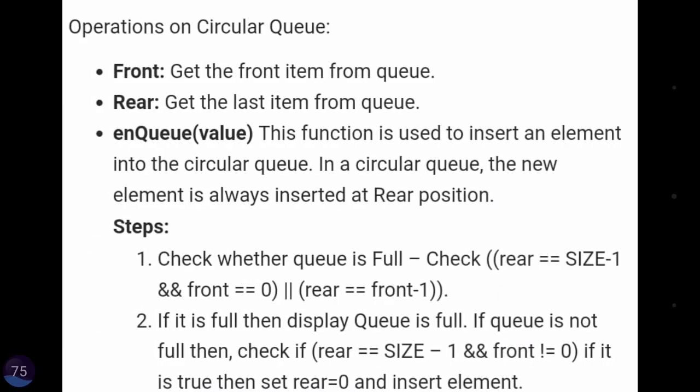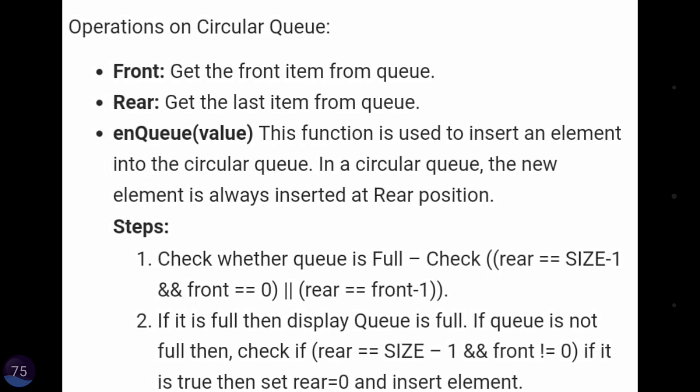The operations on circular queue. Front, get the front item from queue. Rear, get the last item from queue. Enqueue, this function is used to insert an element into the circular queue. In a circular queue, the new element is always inserted at rear position.